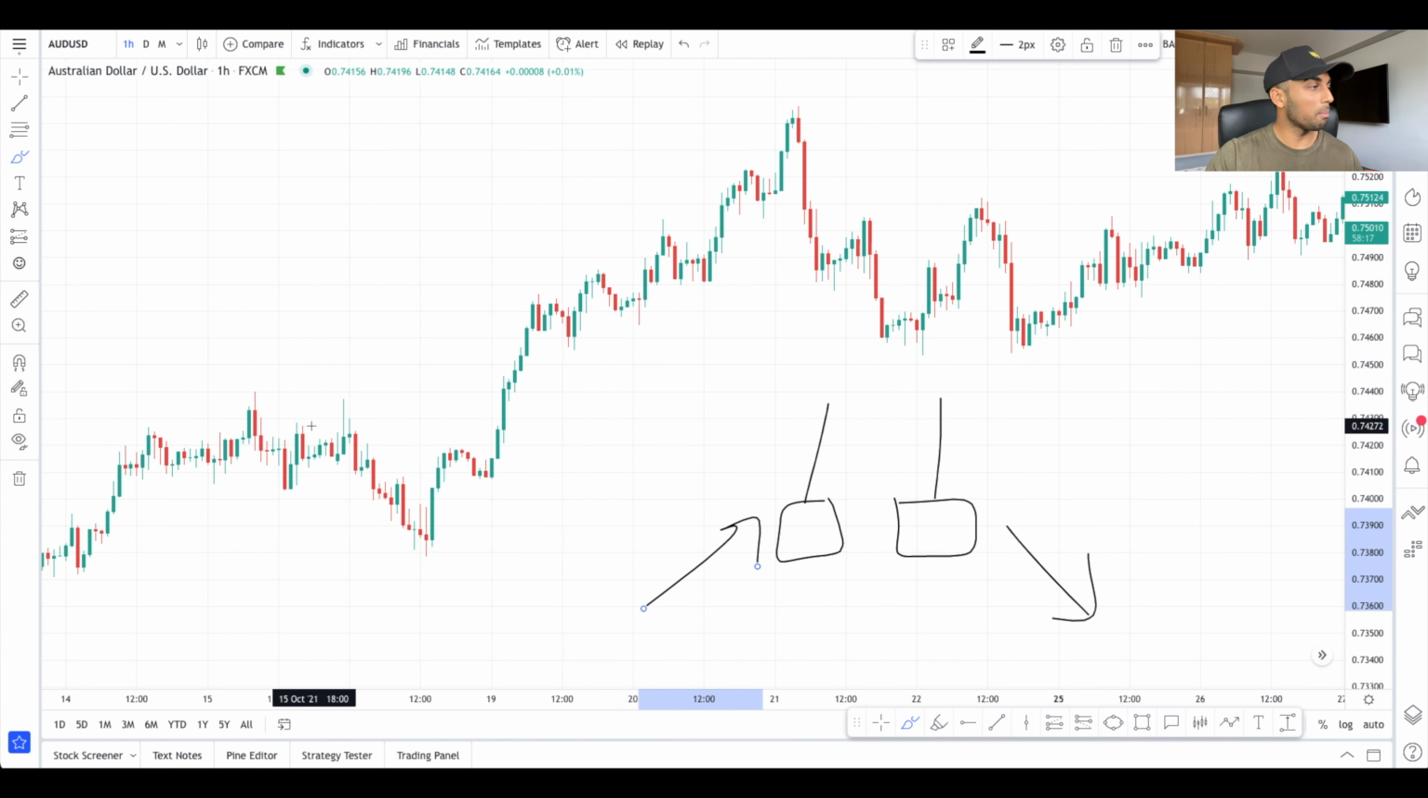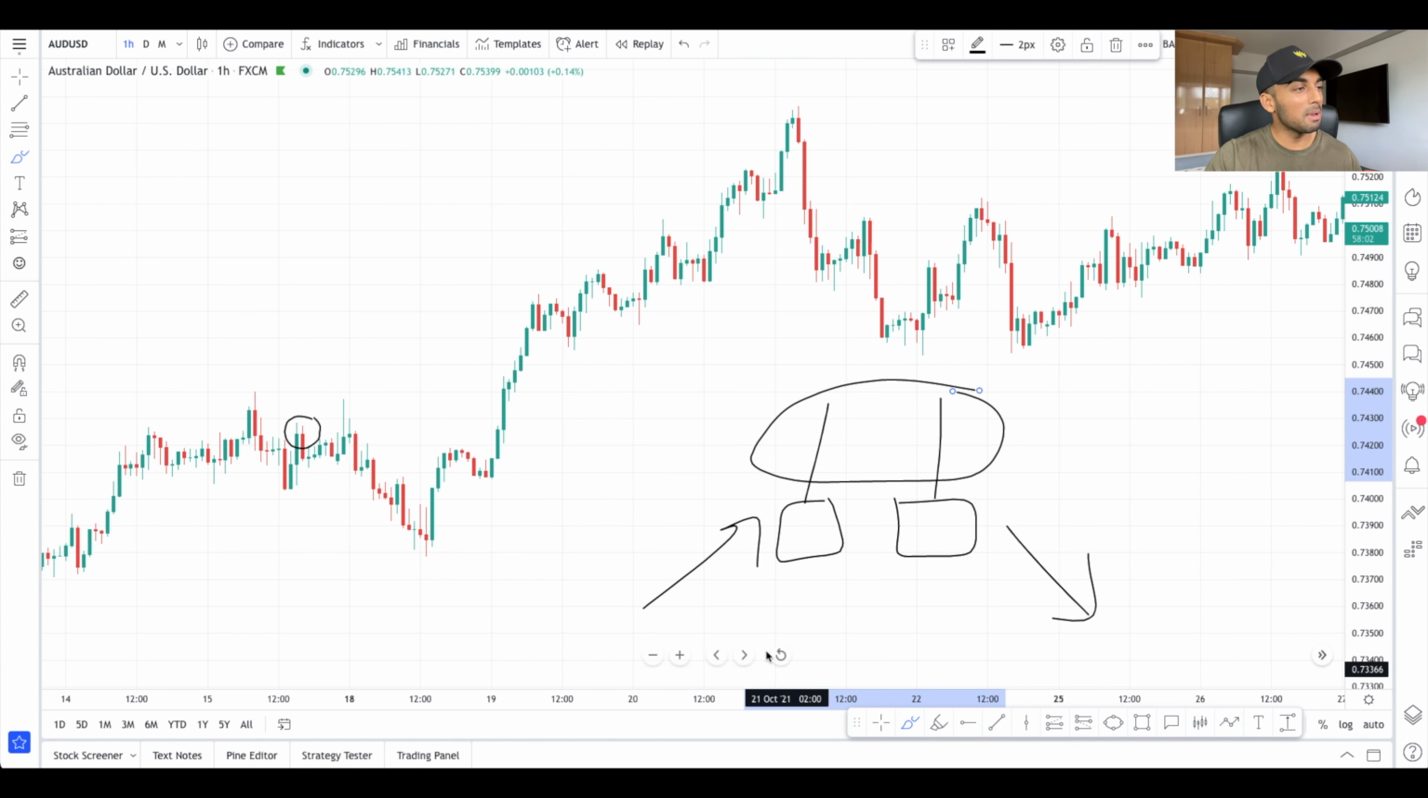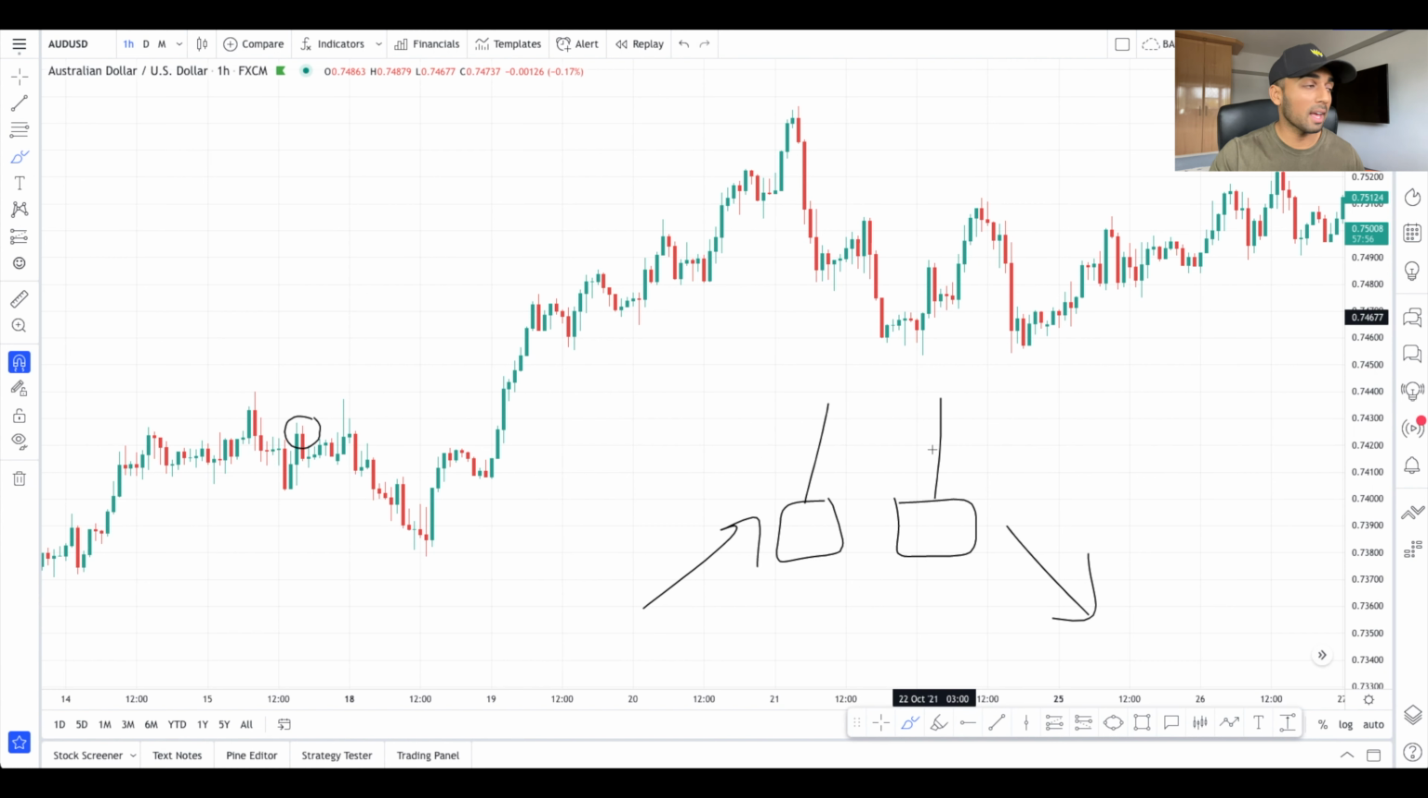Now if I find an example here, we can see that this is a nice example of tweezer tops. Why? Because you've got candles with wicks of approximately equal length, and you can see that price tried to push up, couldn't be sustained, price tried to push up again, couldn't be sustained, and you had a bearish candle here, and the wicks are similar in length. Okay, that is a stronger confluence that we might reverse. Why? Because it is a double candlestick pattern.